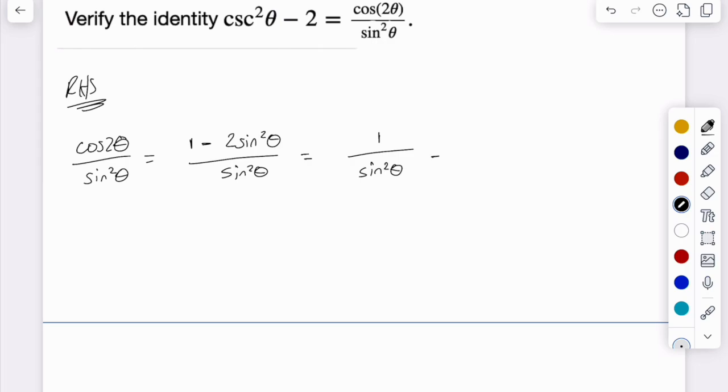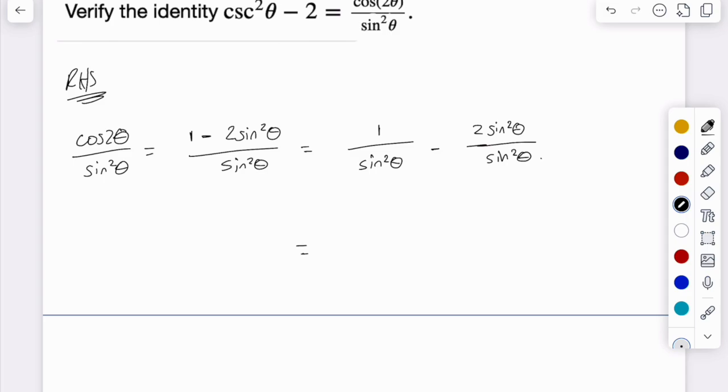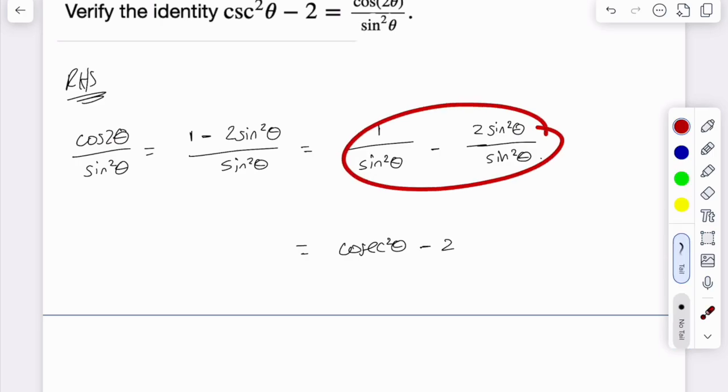1 over sine squared theta minus 2 sine squared theta over sine squared theta. Okay, which equals cosec squared theta minus 2. Okay, now obviously this is quite a simple example. Okay, and remember that a lot of these examples were quite simple, but it's all about building that foundation, because when we get into the next video, we're going to be going through some more harder equations and different types of identities that are a little bit more challenging.